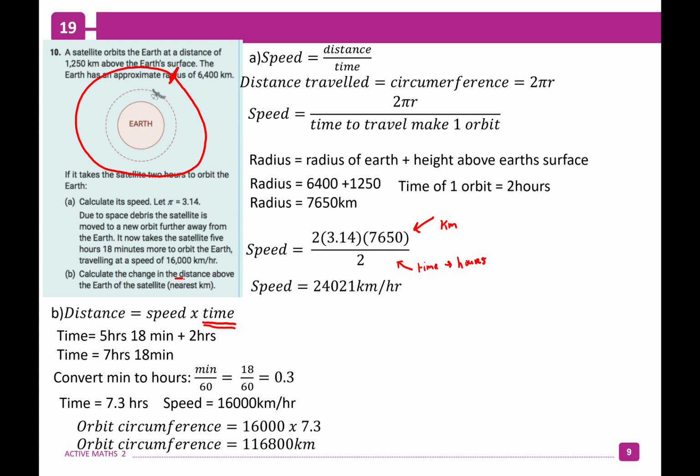But we're not finished yet. We want the change in distance above the Earth. So we are looking for the radius. We're looking for how much further above the Earth the satellite is now in comparison to what it was. So we need to find the radius of our circle. So we know that 2 pi r equals our orbit circumference. This means that 2 times 3.14 times r equals our orbit circumference of 116,800.